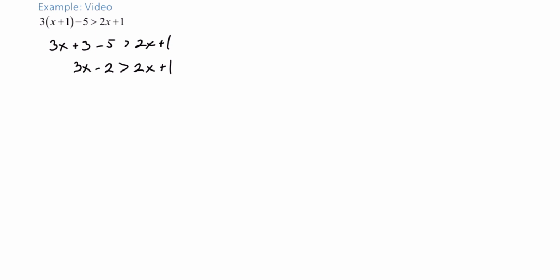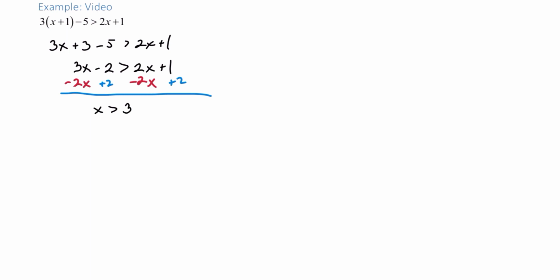From here, we want to isolate the x by putting all the x terms on the left and the constants on the right. We need to subtract 2x on both sides, and we will also add 2 to both sides. Now we have x is greater than 3.